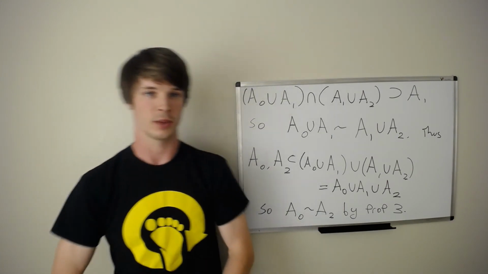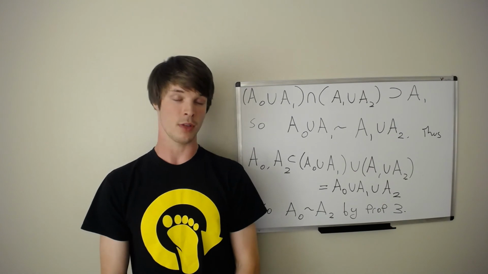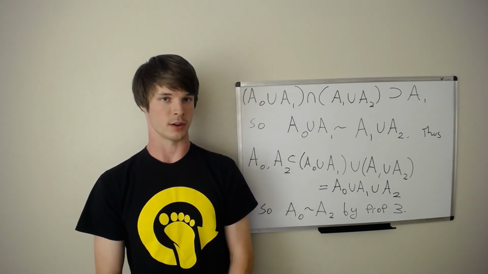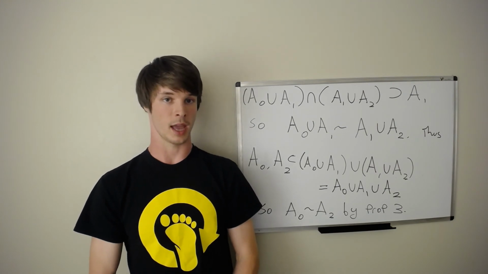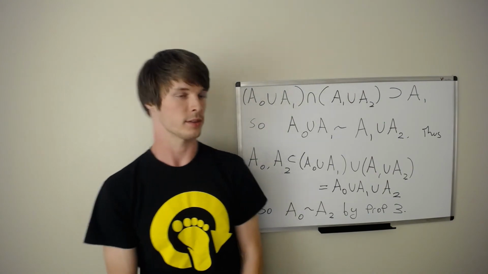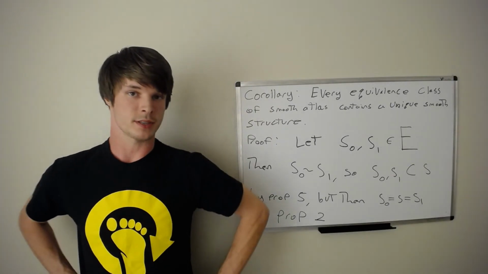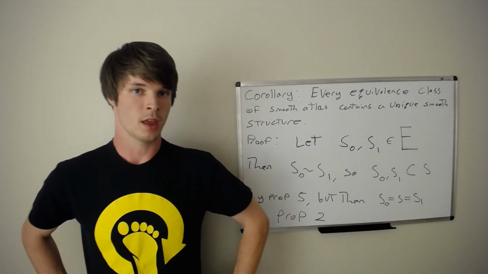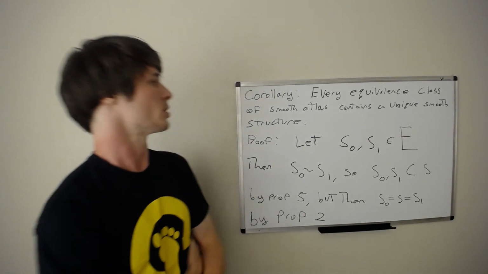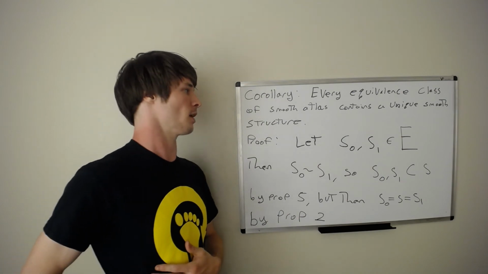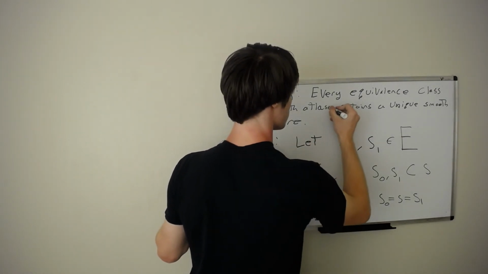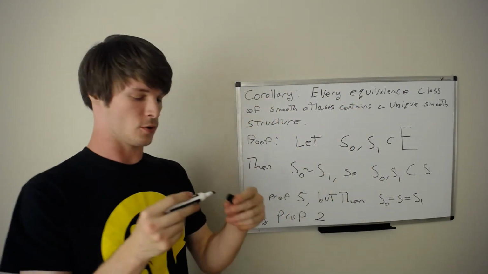And so this relation of smooth atlas compatibility on smooth atlases has all of the necessary properties, reflexivity, symmetry, and transitivity, in order to be an equivalence relation on these smooth atlases. All right, so now here is a corollary to that theorem, and as it's a corollary, it's going to be quite short. Every equivalence class of smooth atlases contains a unique smooth structure.